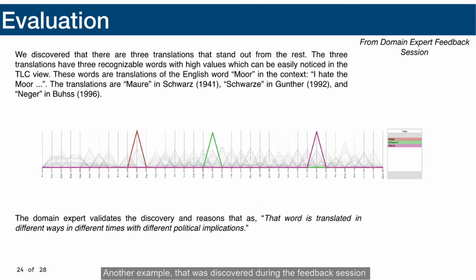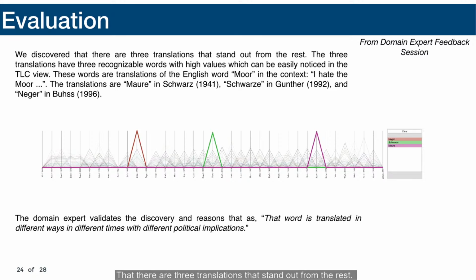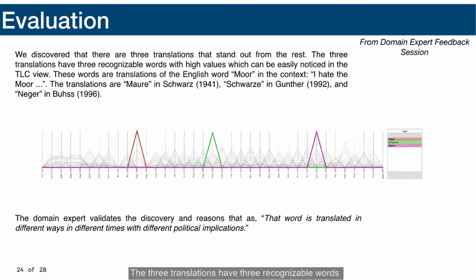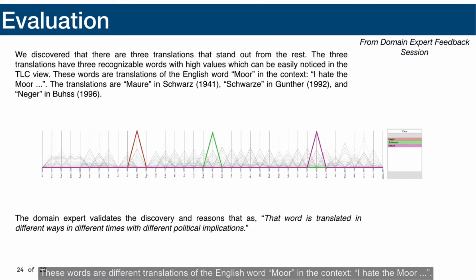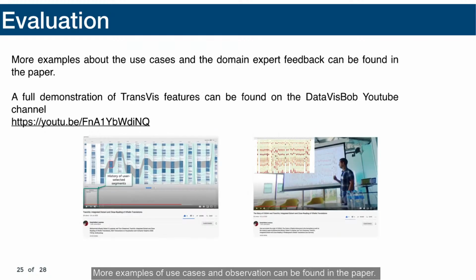Another example was discovered during the feedback session by a non-German speaker and then justified by the domain expert: there are 3 translations that stand out from the rest. The 3 translations have 3 recognizable words with high values which can be easily noticed in the Tlc view. These words are different translations of the English word moor in the context I hate the moor. The domain expert validates the discovery and reasons that the word is translated in different ways in different times with different political implications. More examples of use cases and observations can be found in the paper.